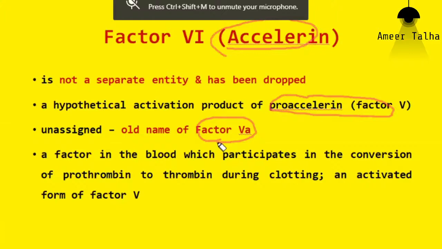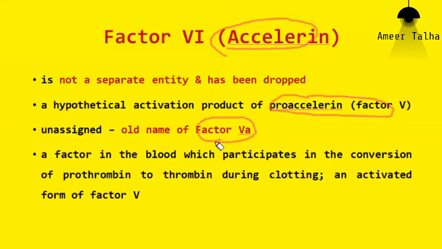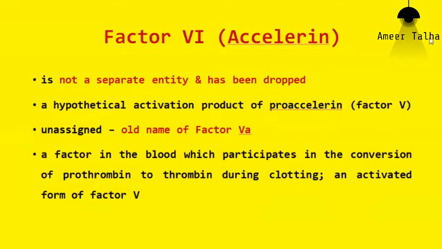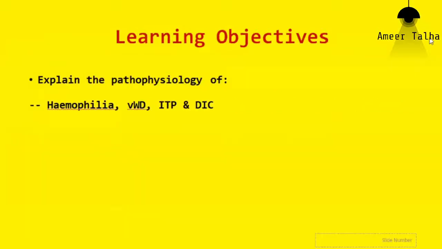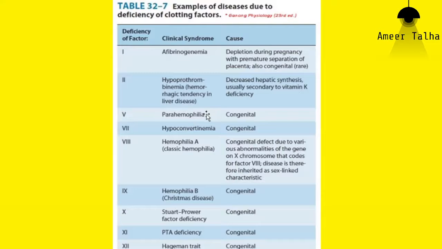So that is the reason factor 6 is no longer included in our list of clotting factors. We have discussed hemophilia already. We will continue from there so that we can build up the concept on von Willebrand disease and other bleeding disorders like thrombocytopenic purpura, idiopathic thrombocytopenic purpura, and disseminated intravascular coagulation.